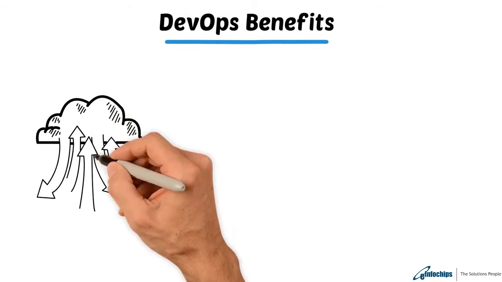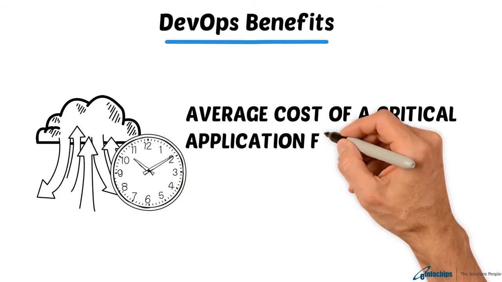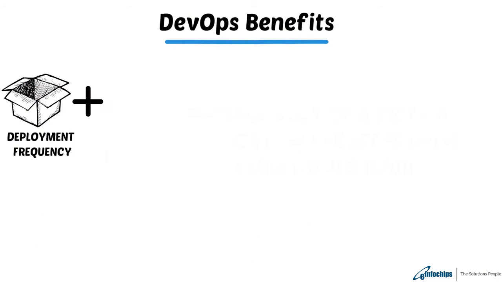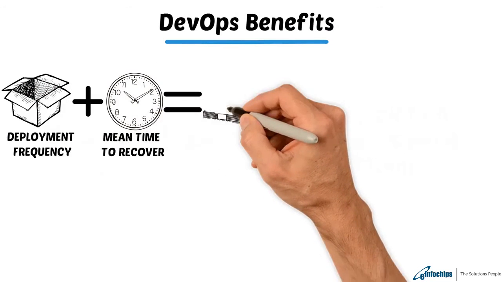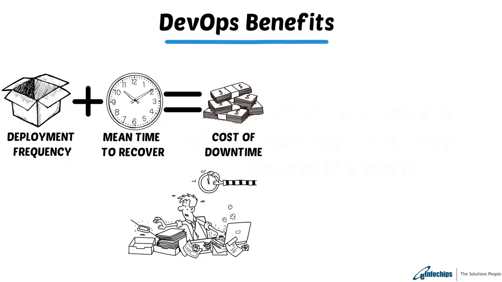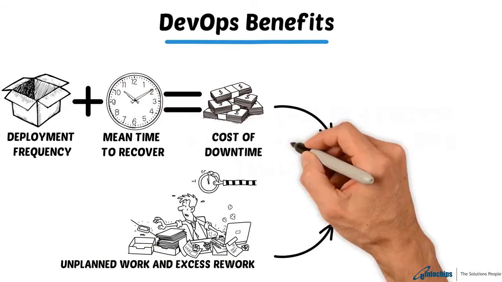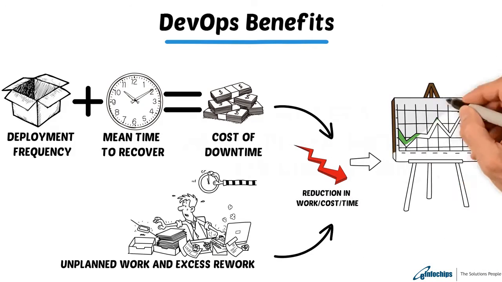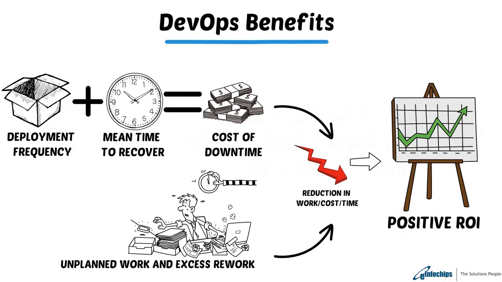Do you know the average cost of a critical application failure is up to $1 million per hour for Fortune 1000 organizations? As the deployment frequency, mean time to recover, and hourly outage costs go down with the help of DevOps, the cost of downtime also reduces significantly. Unplanned work and excess rework that increase cycle times are also reduced with DevOps' continuous delivery approach. All of this translates into positive ROI by investing in a technology transformation initiative like DevOps.